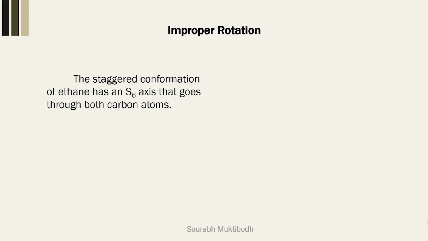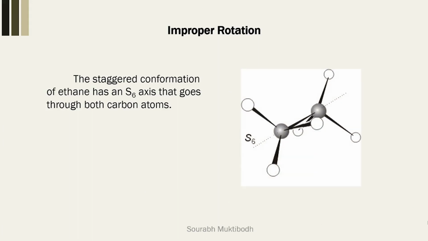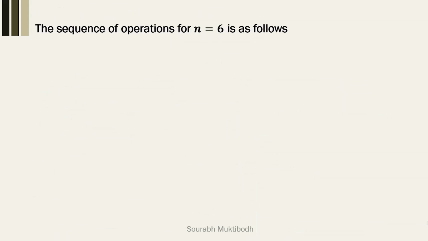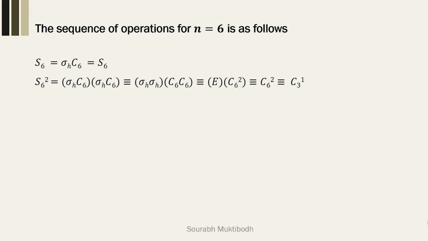The staggered conformation of ethane has an S6 axis that goes through both the carbon atoms. You are just applying first a rotation of 60 degree and then performing a reflection plane so that the resulting operation gives an S6 axis. This S6 axis would generate again 6 operations: S6^1, S6^2, S6^3, S6^4, S6^5, S6^6. S6^1 remains S6^1. S6^2 becomes sigma twice, C6 twice. So sigma twice becomes identity. C6 once and C6 once makes C6^2, that remains equivalent to C3^1. So S6^2 is as good as C3^1.